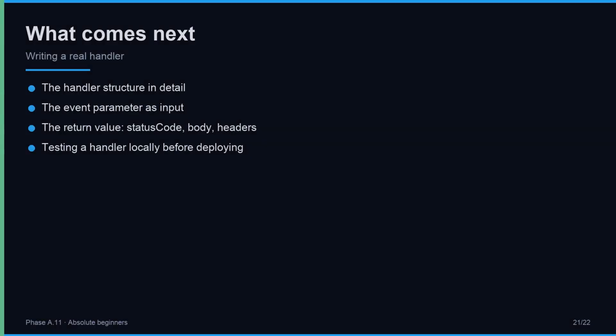Next lesson, we write our first real handler. We open the file lambda_function.py, define lambda_handler, and study the event parameter as our input. We build the return dictionary with a status code, a body, and headers. And we test the handler locally, by calling the function directly with a sample event, before we ever deploy it. Local testing is a habit that saves you time and money. The concept work is done. Now we write code.